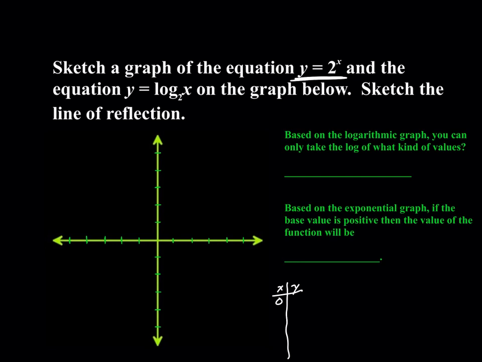if I use 0, 2 to the 0 power is equal to 1. If I use a 1, 2 to the first power is 2. 2 to the second power is 4. 2 to the third power would be 8. I'm going to start getting numbers that are larger than my graph, so I'm going to stop on those.